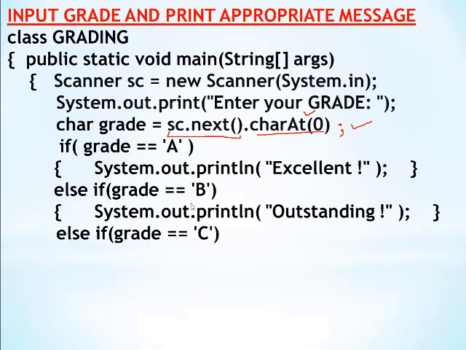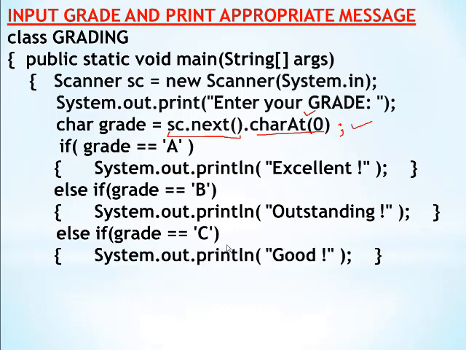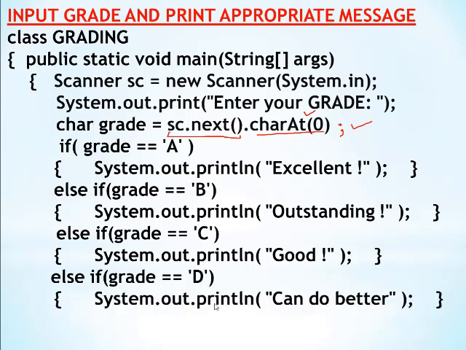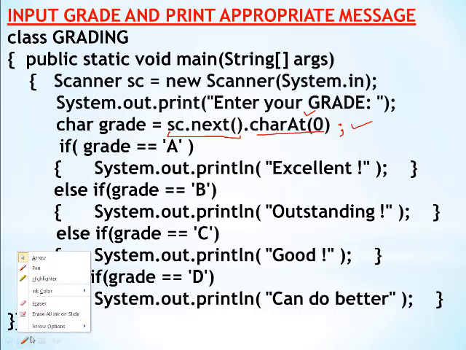Now for the next grade, again you will check the condition. If grade is equal to C, then SOPLN good, and if there is another grade D, you can write SOPLN can do better. And if you want to write otherwise like work hard, so you can write else SOPLN work hard. After the last if, you can simply write else SOPLN work hard.